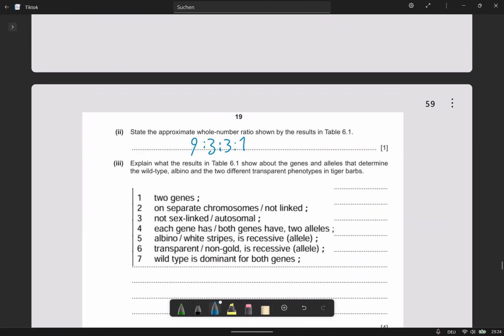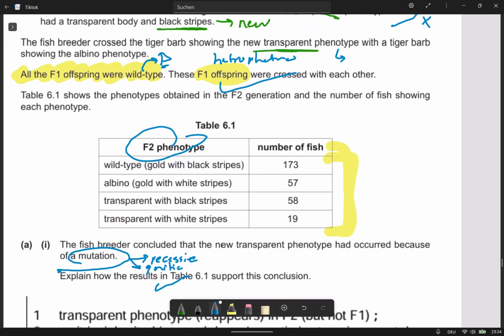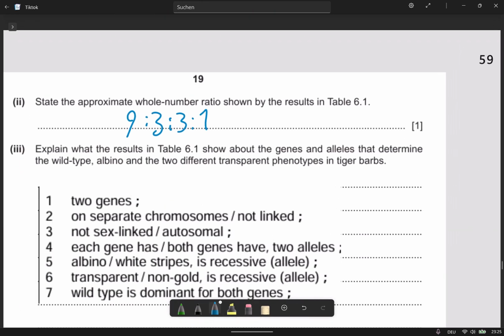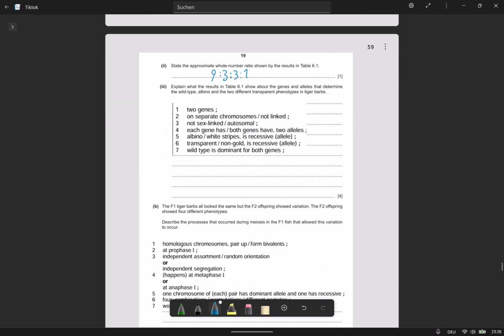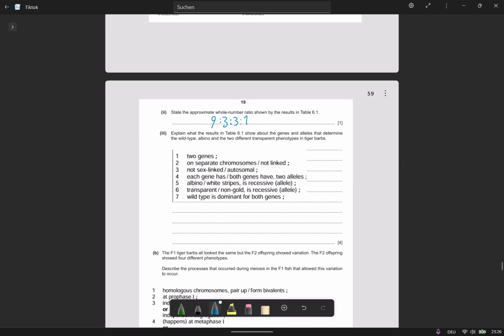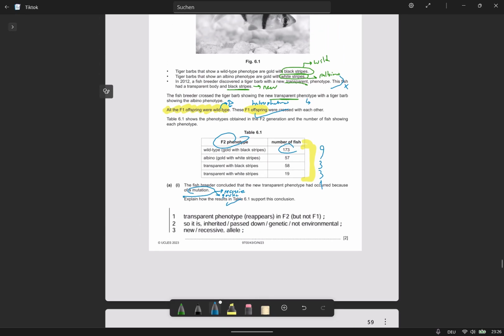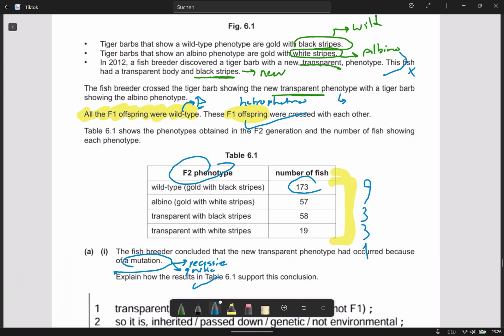Here he wants us to do the ratio. So this is a ratio of approximately, if you divided it, 9:3:3:1. Okay. Explain what the results in the table show about the genes and the alleles that determine the wild type, albino and the two different transparent phenotypes in tiger barbs. So we need to know details about the genes. Okay. So we don't really have that many details, only that there are firstly two genes, because we have the color of the body itself and then the color of the stripes, so this phenotype is controlled by two genes.